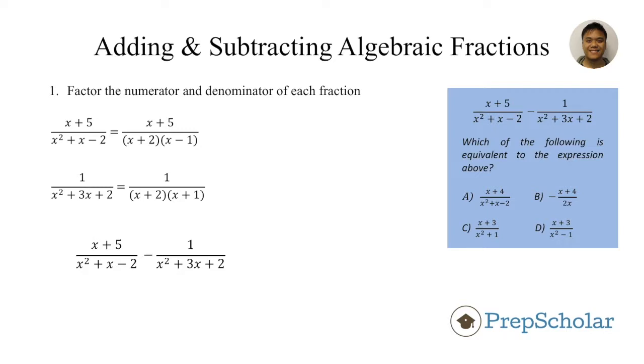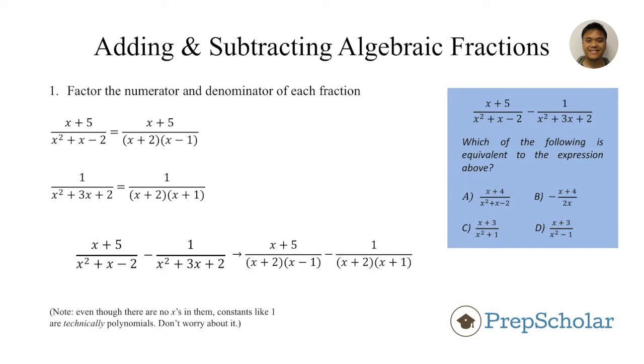So we can take our original expression and plug in what we just found, and that becomes x plus 5 over x plus 2 times x minus 1 minus 1 over x plus 2 times x plus 1. Note, even though there are no x's in them, constants like 1, like on the second fraction, are technically polynomials. Just don't worry about that.